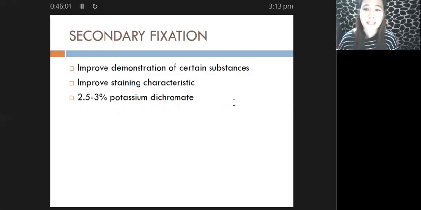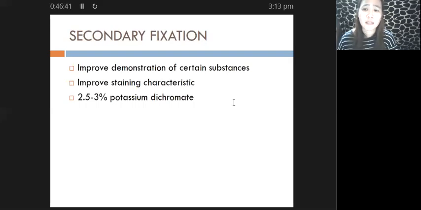Okay, secondary fixation, this is not entirely or routinely performed. Okay, so it is only performed in certain samples that we fix in the laboratory. So that means after fixation, you can skip secondary fixation if, for example, your tissue specimen does not require secondary fixation. Okay, but for example, you are going to perform it after the initial fixation.